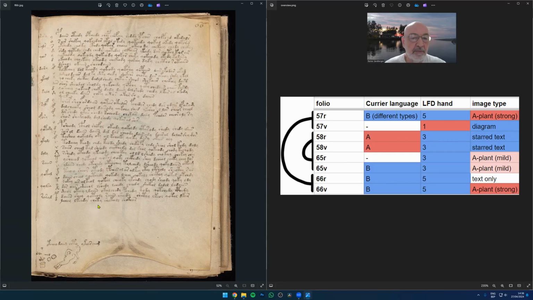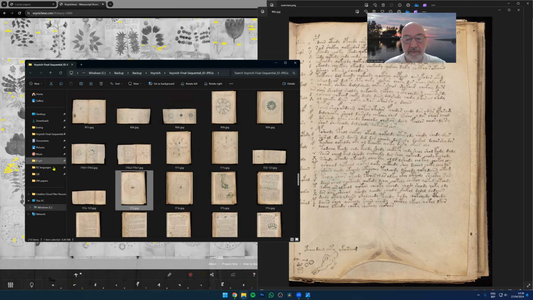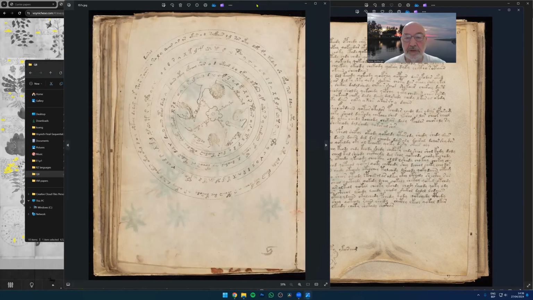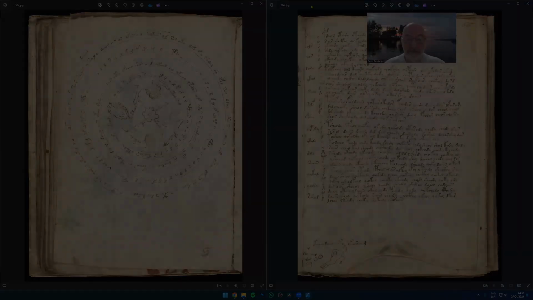One is more, say, cosmological, and this is just text, and it has a little person near the bottom, and then they're different hands. So it just shows again this is a mix-up of many different contributions. So this would have been one view, basically.